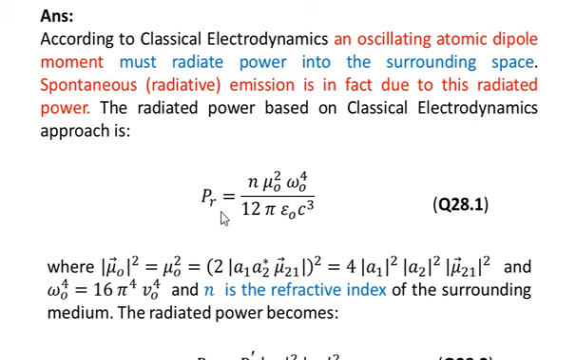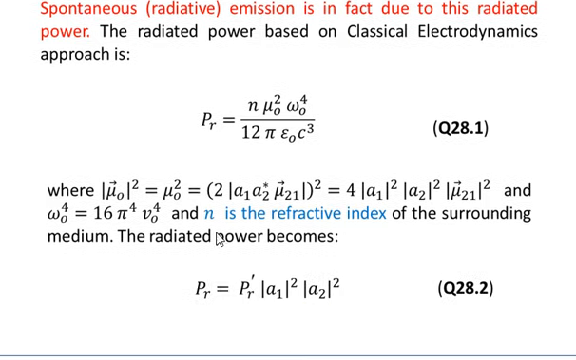by P_R is equal to n μ0² ω0⁴ divided by 12π ε0 c³, as given in equation number 1, where |μ0|² is equal to μ0² is equal to the square of 2|A1 A2* μ21|, that is equal to 4|A1|²|A2|²|μ21|², and ω0⁴ is equal to 16π⁴ ν0⁴, and n is the refractive index of the surrounding medium.